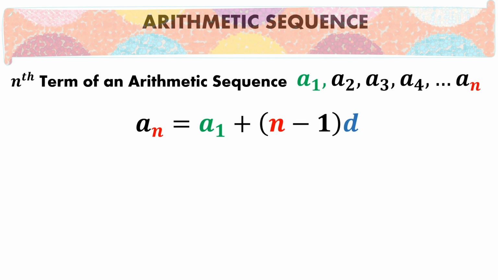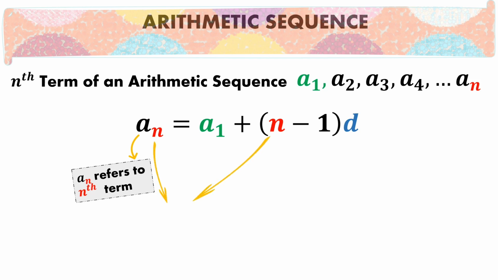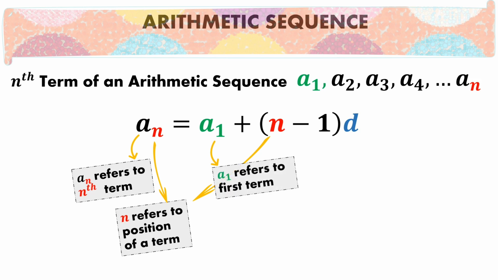Okay, we know that the nth term of an arithmetic sequence a sub 1, a sub 2, a sub 3, a sub 4, and so on until a sub n is a sub n equals a sub 1 plus quantity n minus 1 times d, where a sub n is the nth term, n is the term number or the position of a term, and d is the common difference, and a sub 1 is the first term.